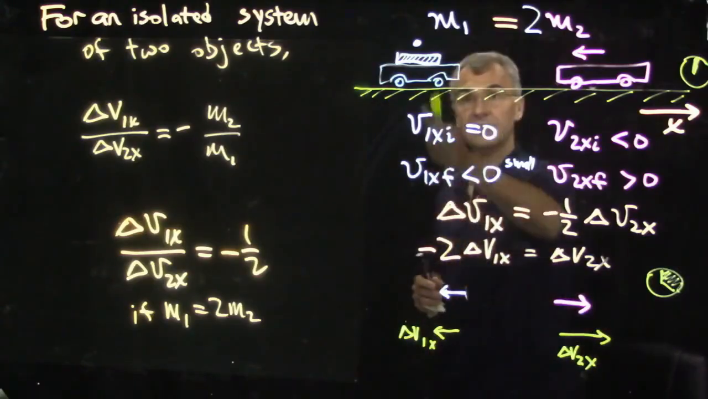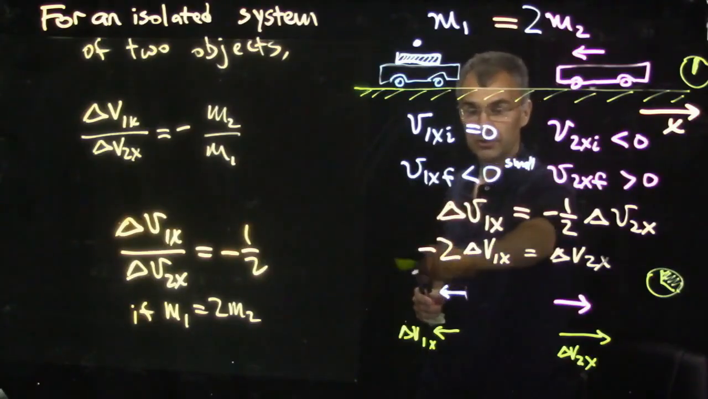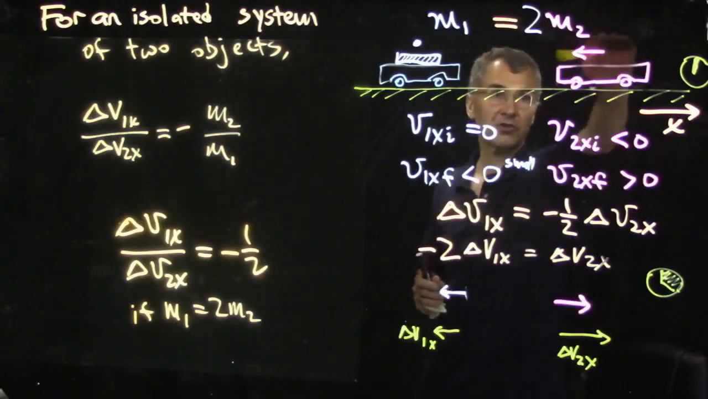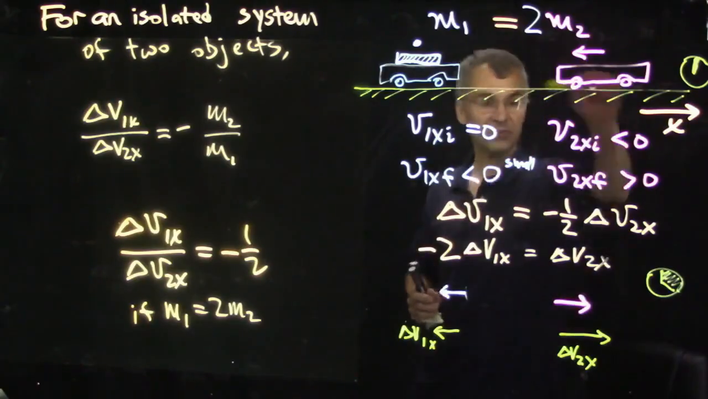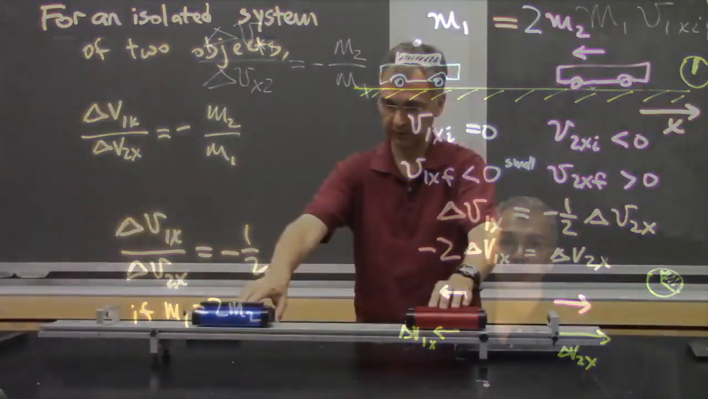Because for the blue cart, initial is stationary, final is to the left. So to the left minus stationary is a change which points to the left. For the red cart, initial points to the left and final points to the right. Right minus left is a big change to the right. The change in velocity for the red cart is a big arrow to the right. The change in velocity for the blue cart is a small arrow, half the magnitude, to the left. Let's watch that. Go this way.